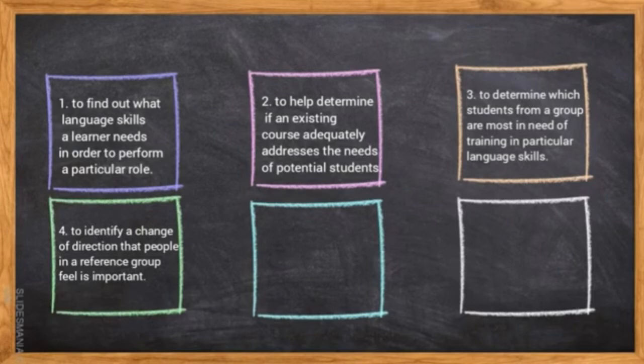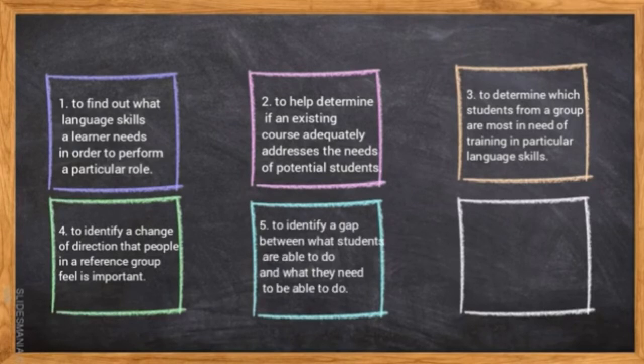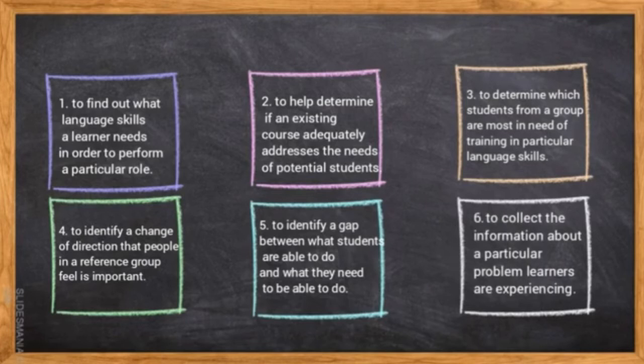The fifth one is to identify a gap between what students are able to do and what they need to be able to do. And the last one is to collect information about a particular problem learners are experiencing.